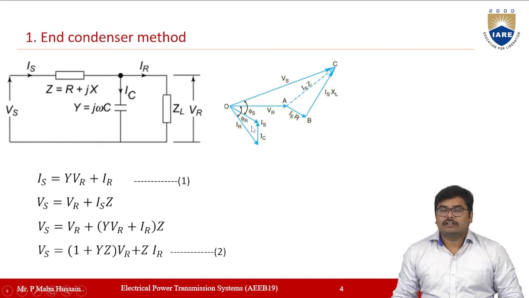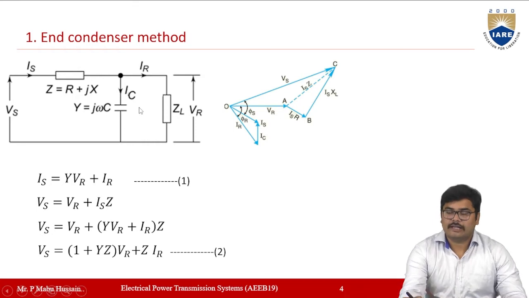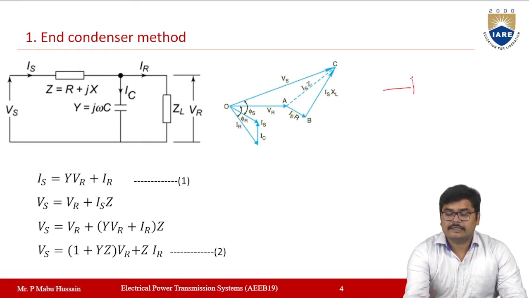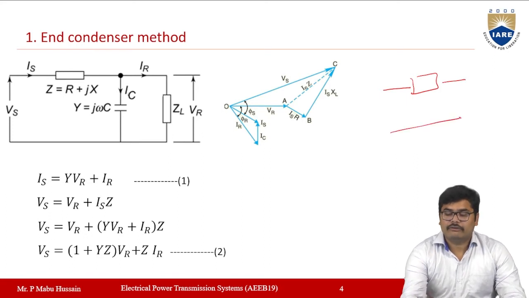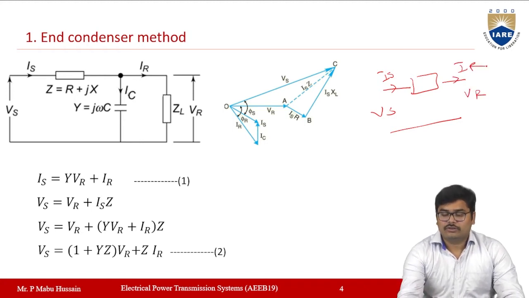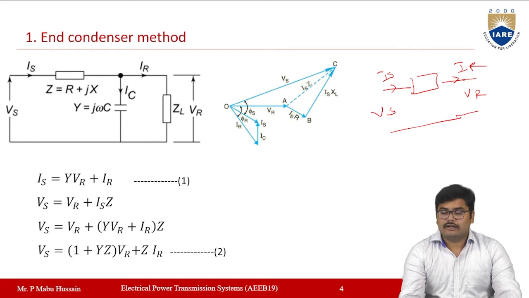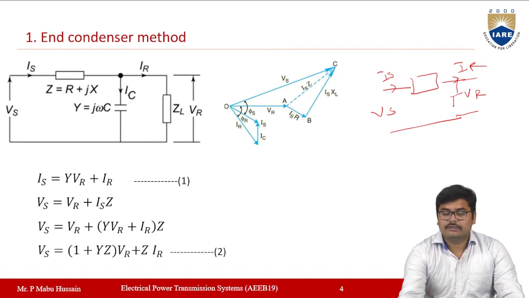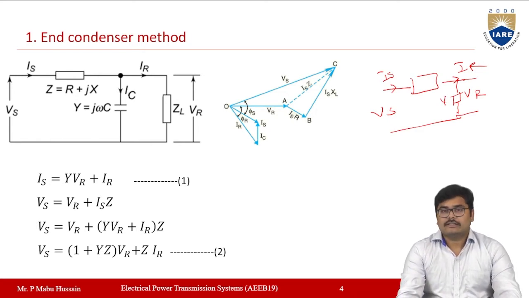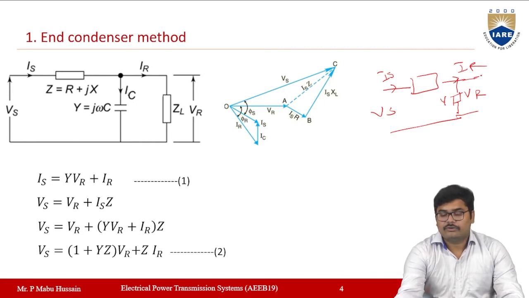In this method, the total capacitance of the medium transmission line will be represented at the receiving end. If you observe, the transmission line will have a series impedance. Here we have Vs and the current flowing, Is, and at the load you have Vr and Ir. In medium transmission lines, we consider the effect of capacitance. That capacitance may be placed completely at the end of the transmission line, and here Y represents the admittance of the capacitance. Here you have the load.